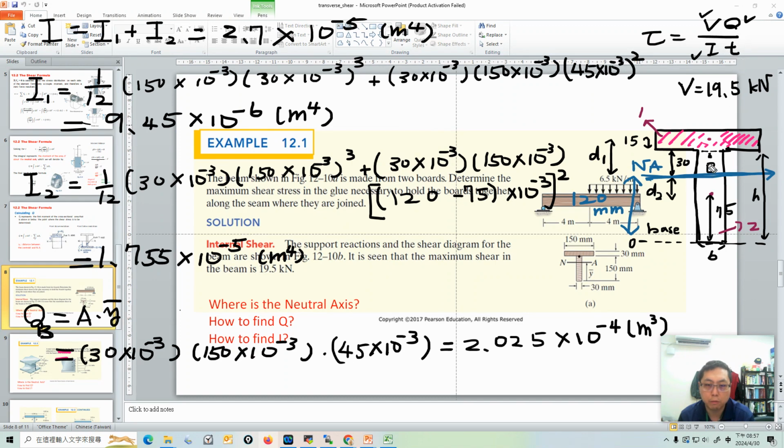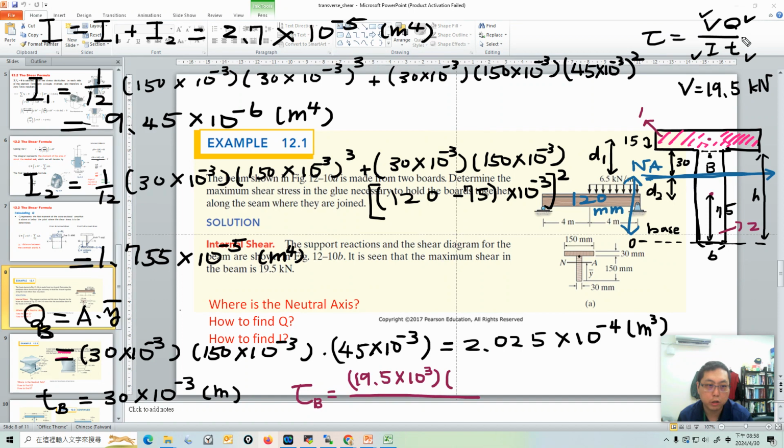So how to calculate tau at B? What's the thickness at B? It is 15 millimeter, because B is just right below the dashed line. So the thickness is 15 millimeter. Sorry, it's 30 millimeter. Sorry, 30 millimeter. Okay, so we have to put everything together. So what's our answer? Our final answer: tau at B, with V equal to 19.5 kilonewton.